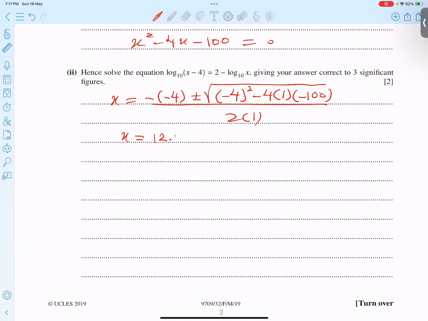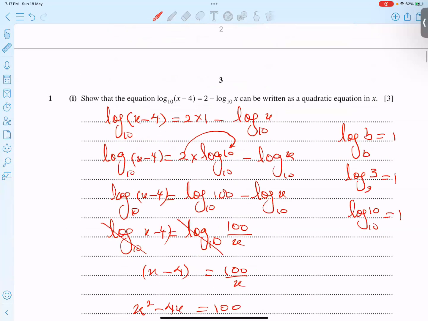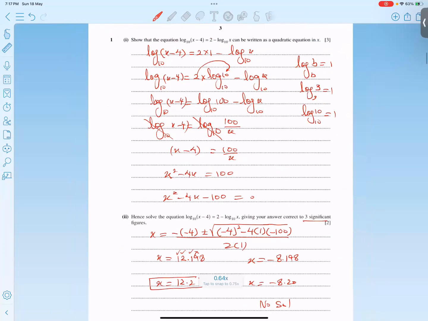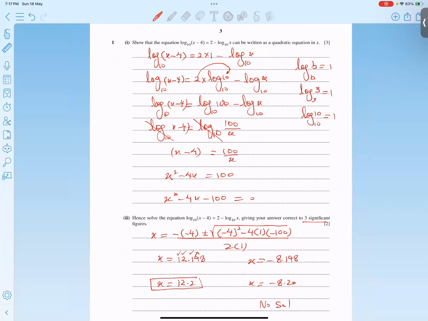The first answer is 12.198, and the second answer I'm getting here is x equals negative 8.198. And he said 3 SF, so the answers turn out to be 12.2 and negative 8.20. But we will check: if I plug in the negative x value here, log of a negative gives a math error. So it's no solution, so I will leave it. No solution comes from here. I hope the concept of the first question is completely clear.